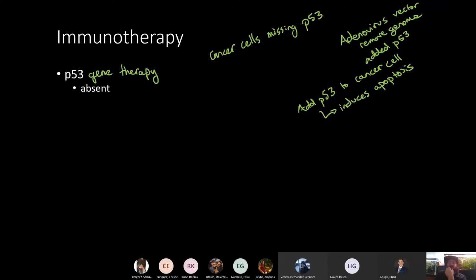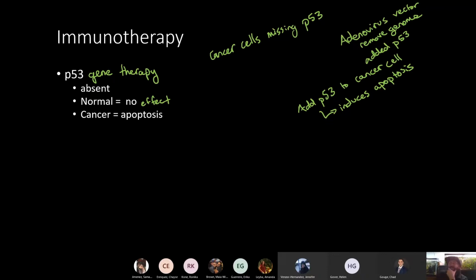It's absent in cancer cells. In normal cells, it actually has no effect, which is great, because that means you can just sort of flush it through an area with cancer, and it won't harm normal cells. It won't induce apoptosis in the normal cells that get exposed to your adenovirus vector, which is pretty cool. So P53 gene therapy is actually a pretty big potential source of cancer therapy.